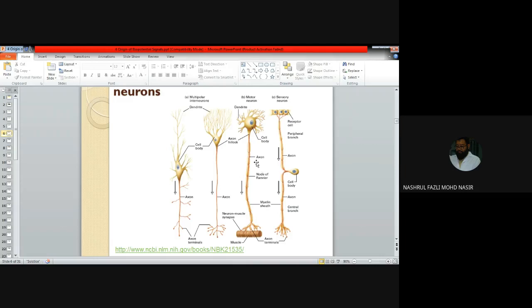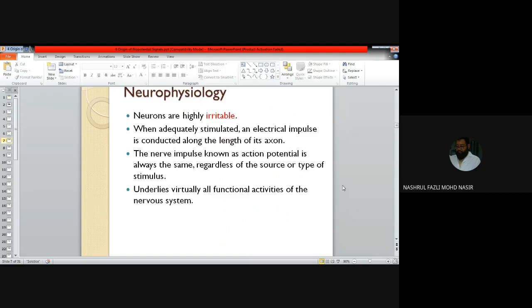So like I told you, you first of all study the anatomy of the neuron first. How does it look? And then how does it work? It is in the bottom of the notes, so you can have a look there. So let's see the neurophysiology of it.